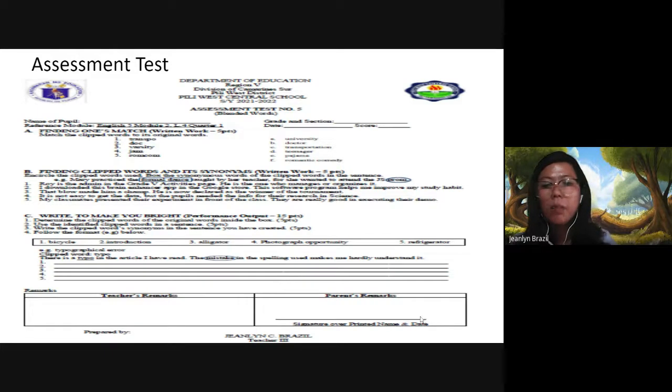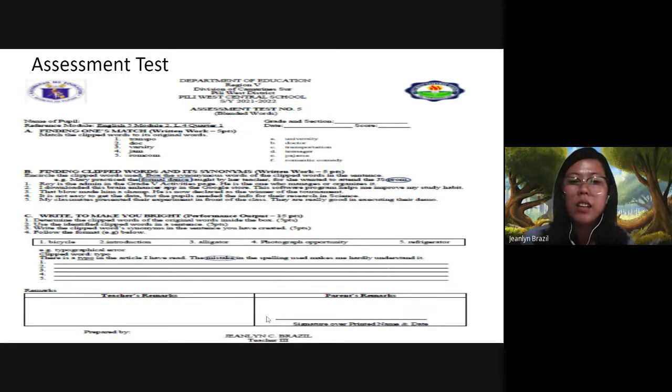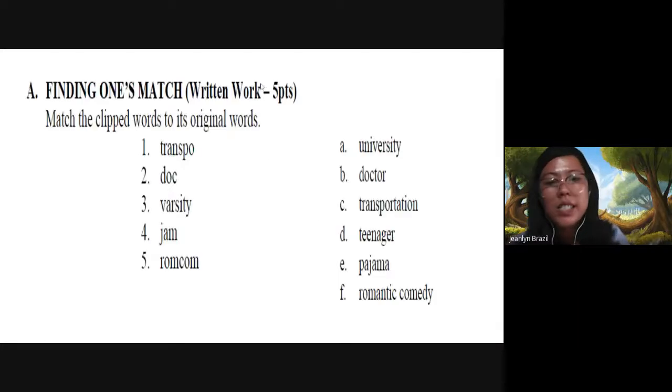And on the right part, ito, parents remarks. Kausapin yung mga magulang na dapat merong remarks ang parents. Because I will be checking each of the assessment tests. So you have to ask your parents to write their full name, their signature, and the date that they check your answer. Okay? Now, so ito yung unang quiz natin.